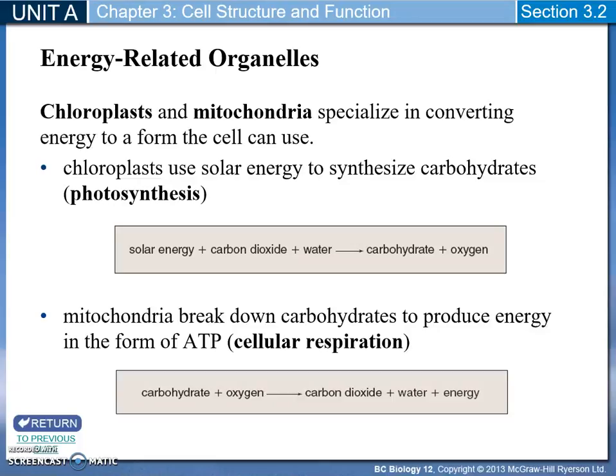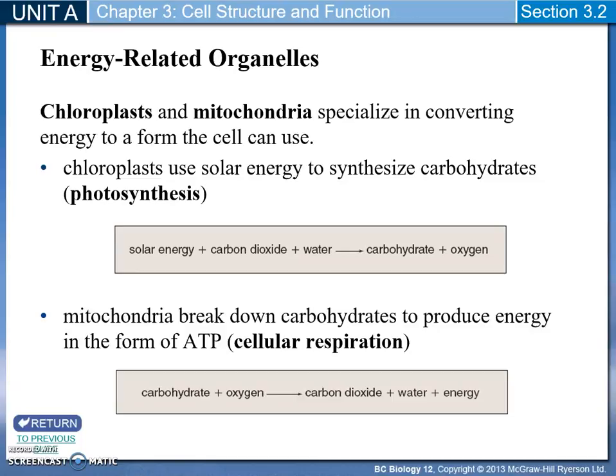As far as the energy-related organelles in the cell, first of all, we have chloroplasts, which you find only in plant cells, obviously. The chloroplasts use solar energy to synthesize carbohydrates, which is the process known as photosynthesis. And so here you can see a very general equation of those particular reactions.